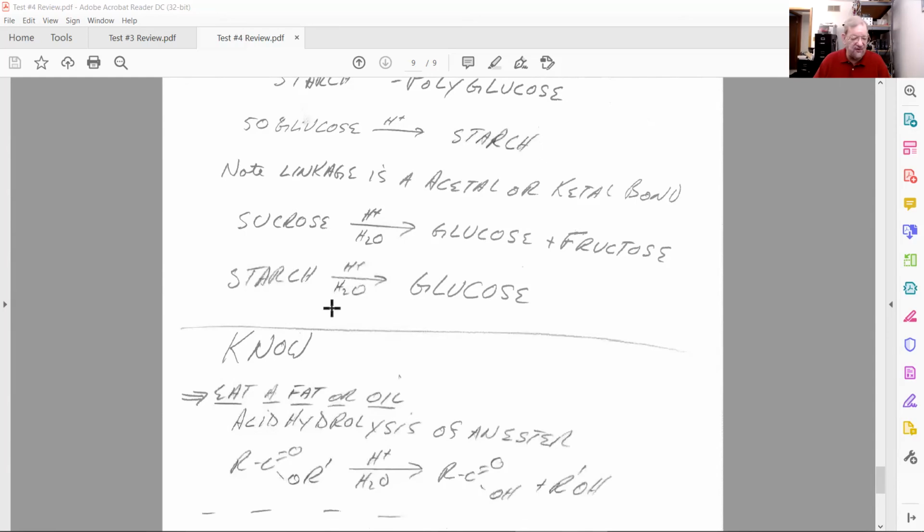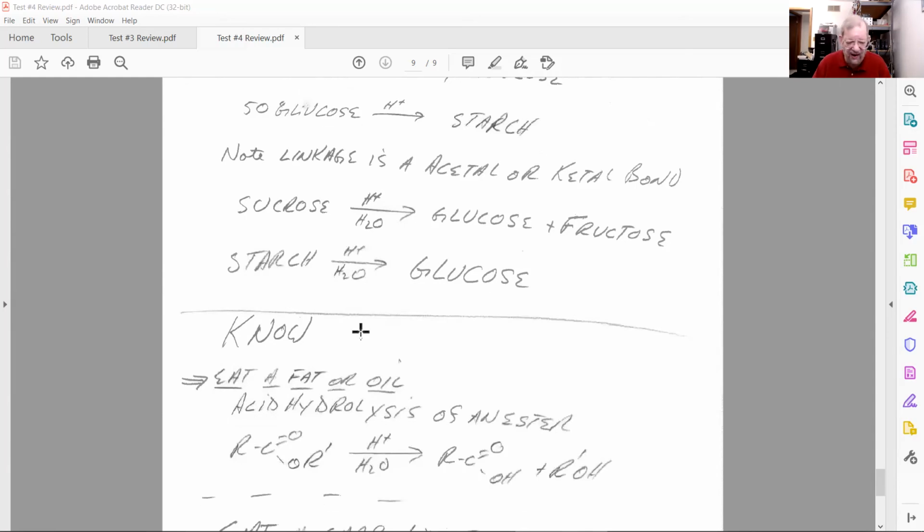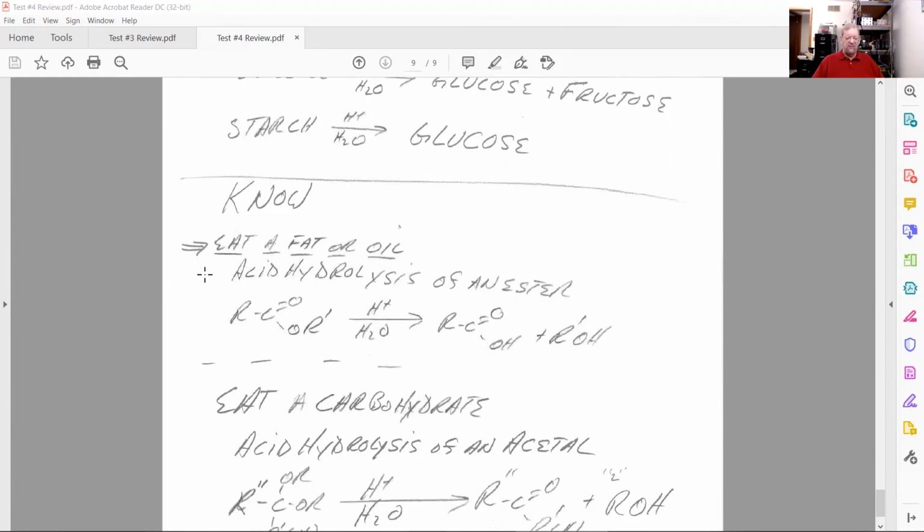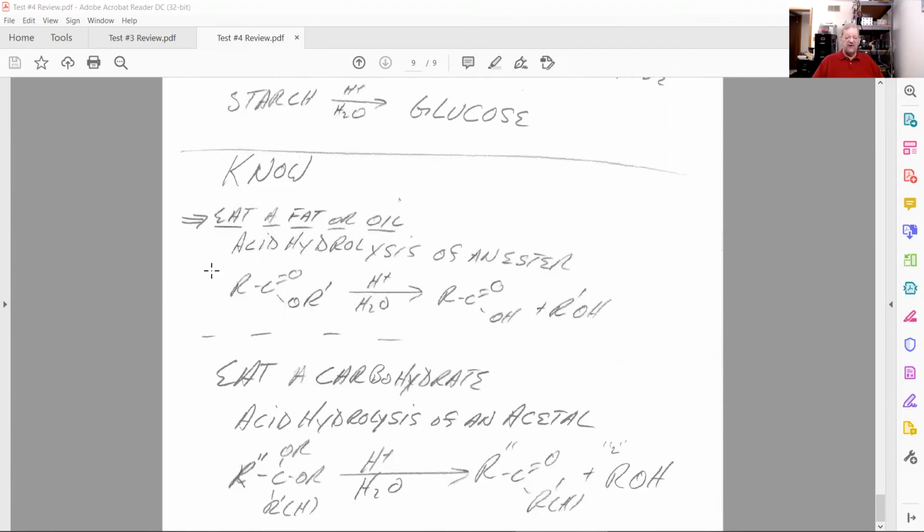And then I've just gone through how to describe with words and a general chemical reaction what happens when you eat a fat or oil, and what happens when you eat a carbohydrate. Now, at this point, we hadn't talked about amino acids and proteins, but now you should add that too.